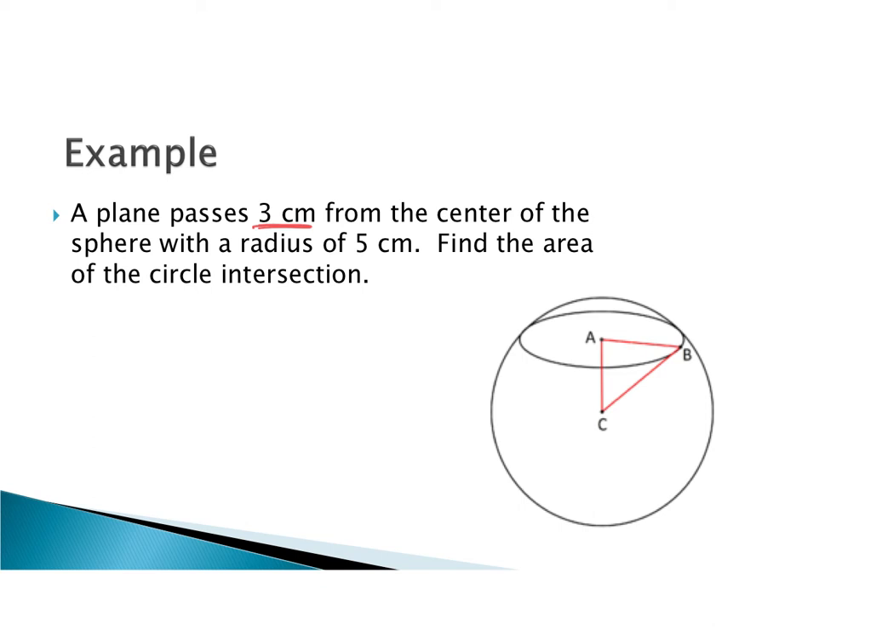So the question is asking you to find the area of the circle of intersection, or of circle A. So the small circle up on top. Okay, this circle right here. Now the plane is passing 3 centimeters from the center, which means this length right here is 3. And the video is going to pause. You try to figure out the rest of it, see what you get.